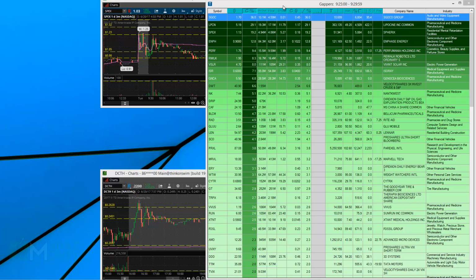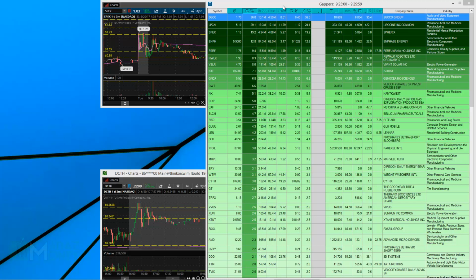Okay, SPEX, 4.06 million float, 4.94 million shares outstanding. So very nice stocks right there, fitting the criteria. LPCN a little on the high side, but still doable. Made a pretty nice move after hours yesterday, and so second leading gapper today, giving it a chance.